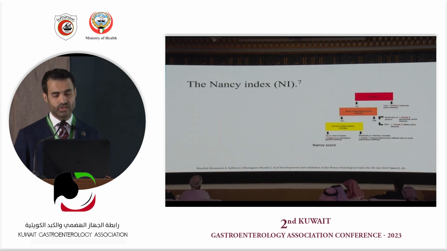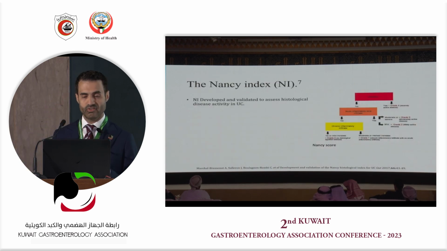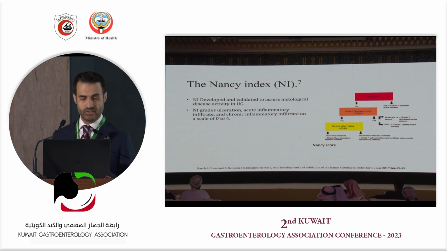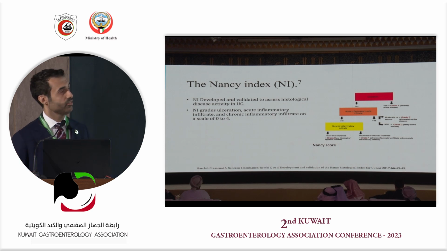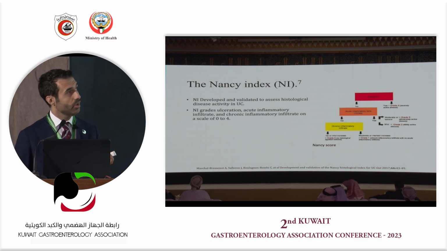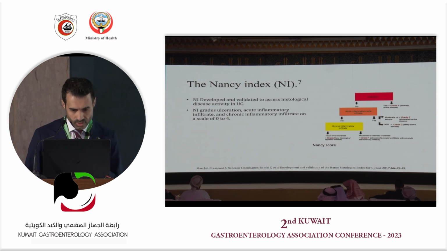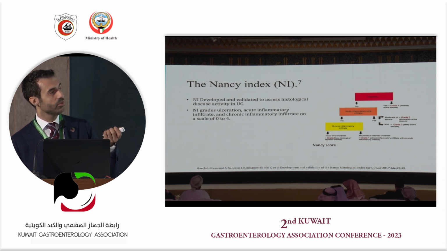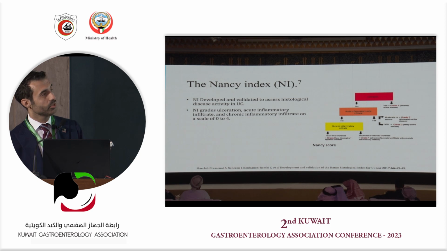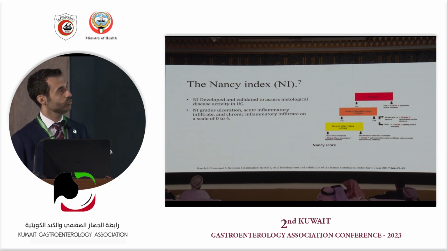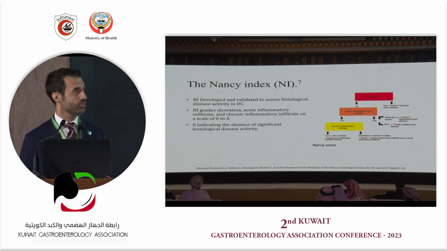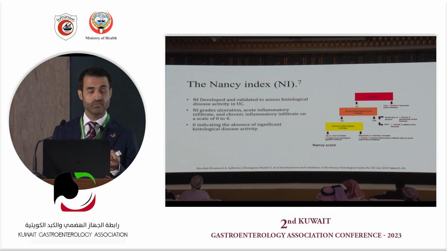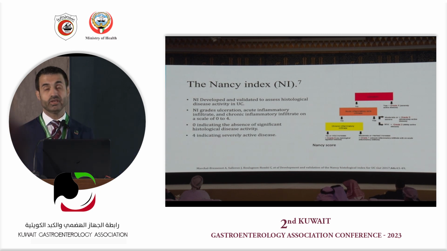And then the next one is the Nancy Index, which was developed and also validated to assess histological activity in UC. It grades inflammation, acute inflammatory infiltrate and chronic inflammatory infiltrate, and has a scale of 0 to 4. If the patient has ulceration, you can go back and see the figures on the right showing how to score the patient. Usually 0 indicates significant absence of histological activity, and 4 indicates severely active disease.